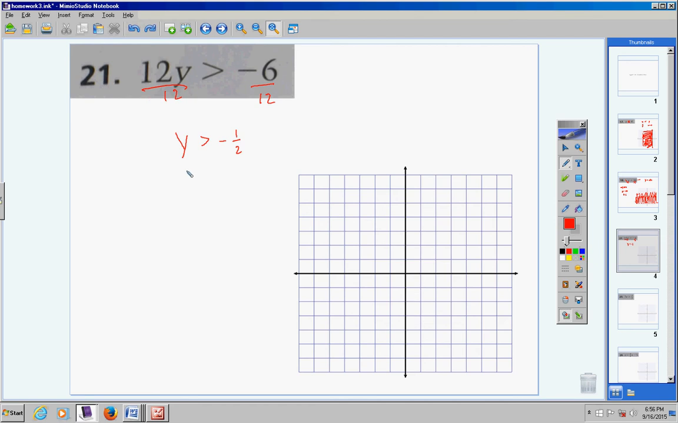Now we're going to rewrite this like there's an equal sign. We're going to pretend that we have an equal sign. So y equals negative 1/2. So go to the y-axis at negative 1/2 and draw your line. But hold it, there's no equal sign here. So it's going to be a dotted line, okay?